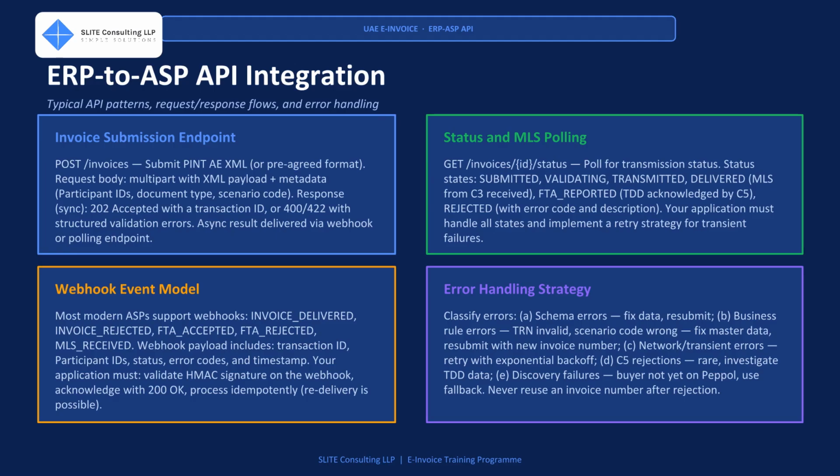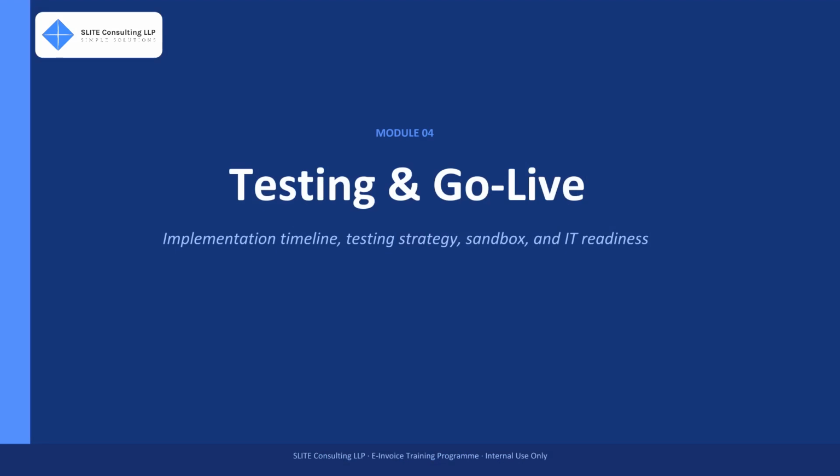That closes Module 3. The final module is how you prove it all works. Module 4, Testing and Go Live. You've got the format, the architecture, and the integration plan. Now we turn it into a working production system on a deadline. Four slides in this module: the official phase timeline, a 3-stage testing strategy, an IT readiness checklist you can use as a tracker, and the 3 key takeaways you should leave this module with.